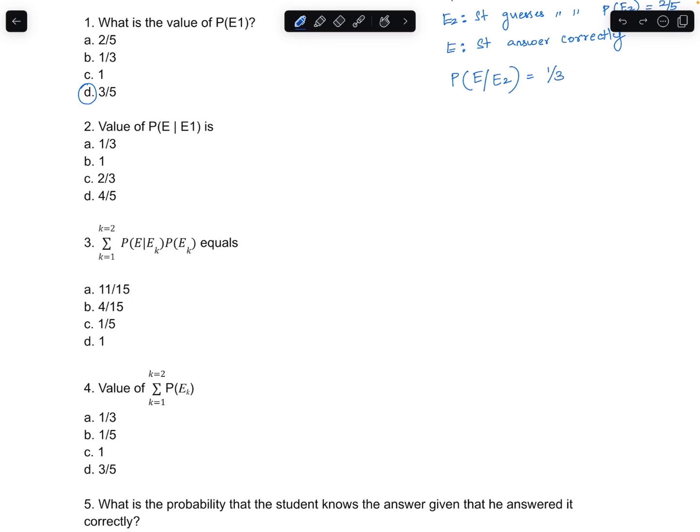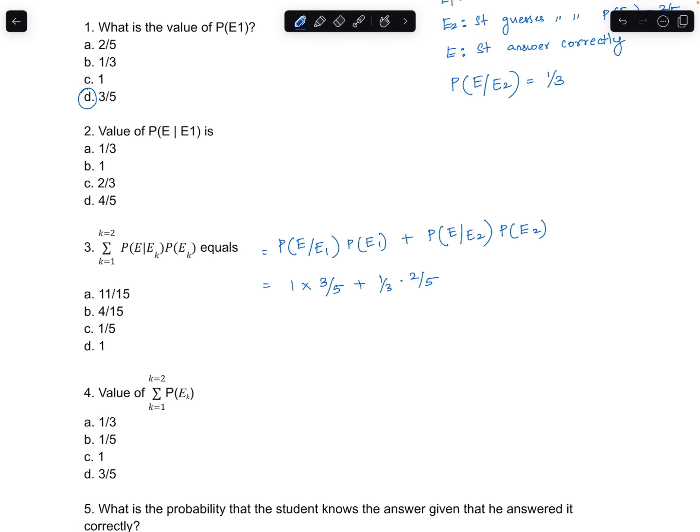Question number 3. Summation k equal to 1 to 2, P of E given Ek times P of Ek equals P of E given E1 times P of E1 plus P of E given E2 times P of E2, which is equal to 1 times 3 by 5 plus 1 by 3 times 2 by 5. 3 by 5 plus 2 by 15, which is equal to 11 by 15. Answer is A.